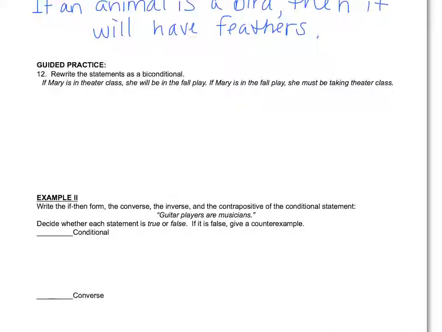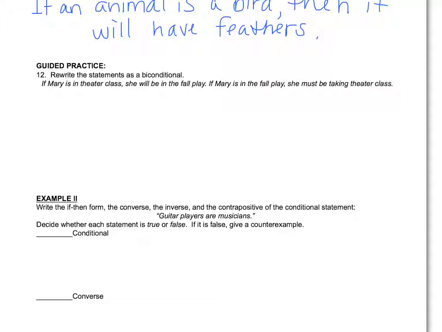So let's look at the next one right here. It says rewrite the statements as a biconditional. So biconditional tells me I want if and only if in there. If Mary's in theater class, she will be in the fall play. You could say then she will be in the fall play. If Mary's in the fall play, then she must be taking theater class. So we got two pieces.